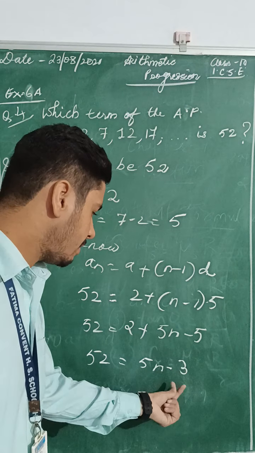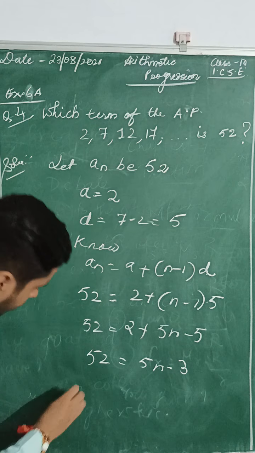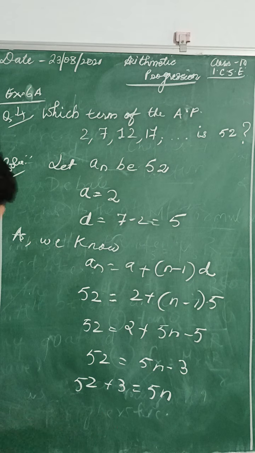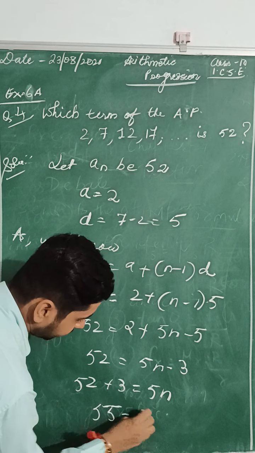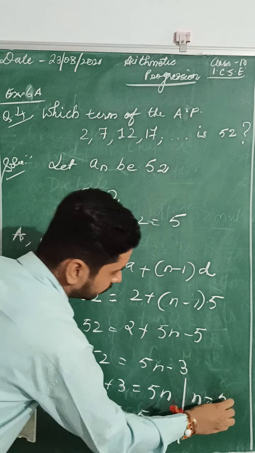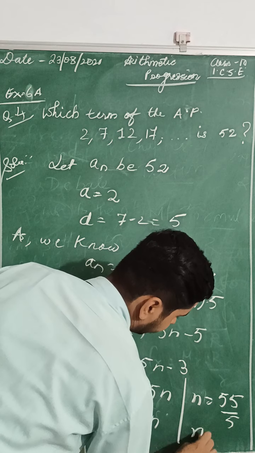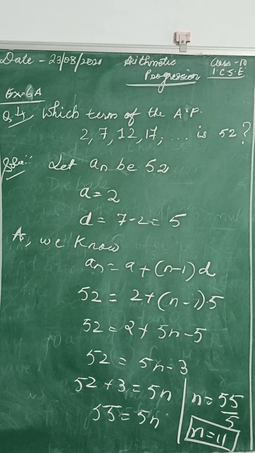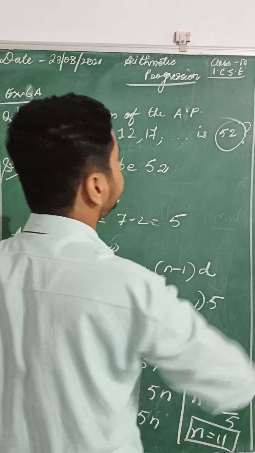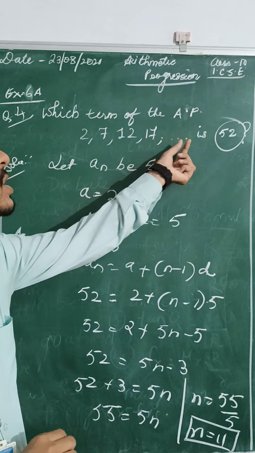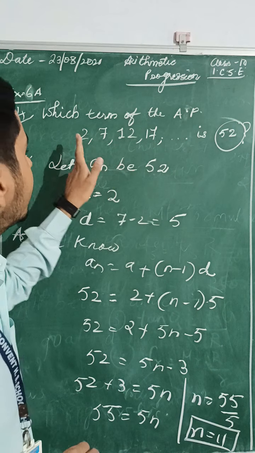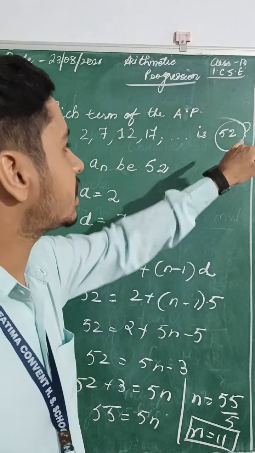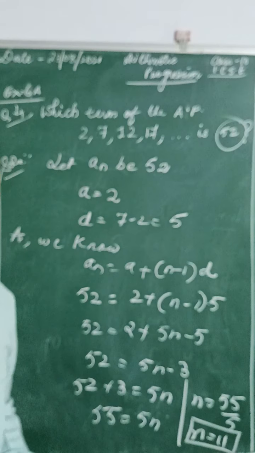Taking the minus 3 across, it will be 52 plus 3 equal to 5n. What is 52 plus 3? 55, equal to 5n. So we got n is equal to 55 by 5, which is 11. So n equal to 11. This says that 52 is on the 11th position of this progression, meaning 1, 2, 3, 4, 5, 6, 7, 8, 9, 10, 11. So the 11th term will be 52. That is what they are trying to ask.